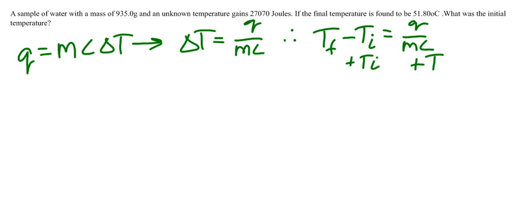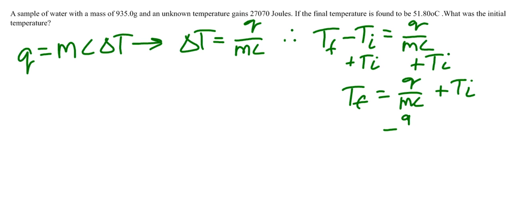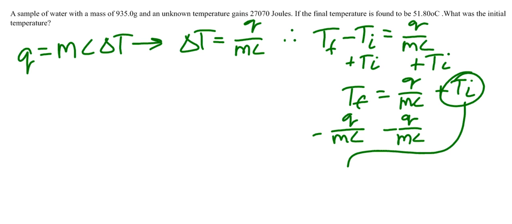Now this is going to look very similar to the problem I just did, right? So it's going to be TF equals Q over MC plus TI. Well, I need to get TI by itself, so I'm going to subtract Q over MC from both sides. So my final variable, TI, is going to equal TF minus Q over MC. I'm going to leave this little equation right there on the bottom, and we'll use it as a reference throughout the problem.